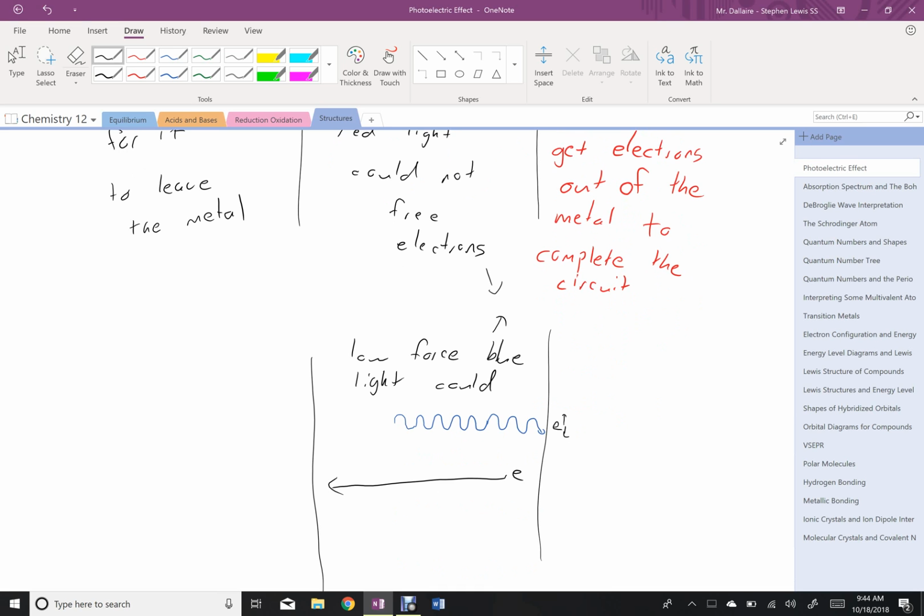They did notice that when they used a high intensity blue light, they did get more electrons released. So at least that made sense. But it didn't. What they found is the ability to eject electrons did not depend on intensity in the way that they expected unless they used the right color of light. So the color of light was important.